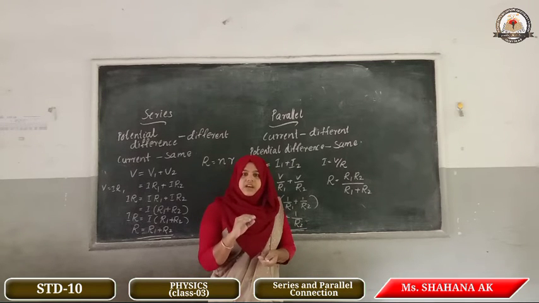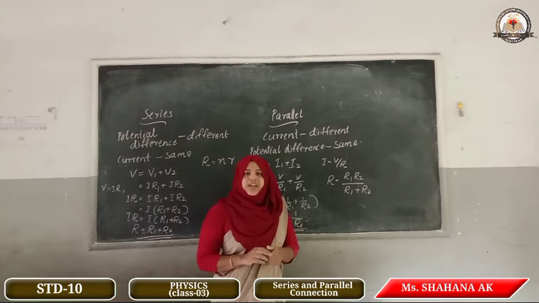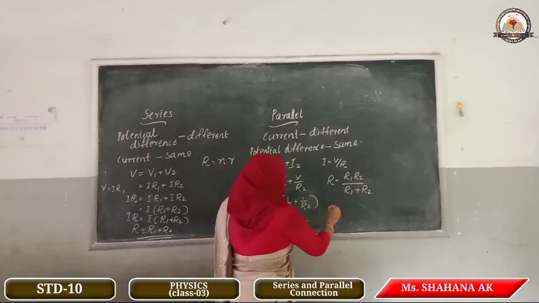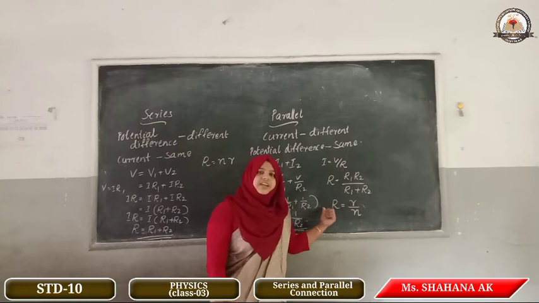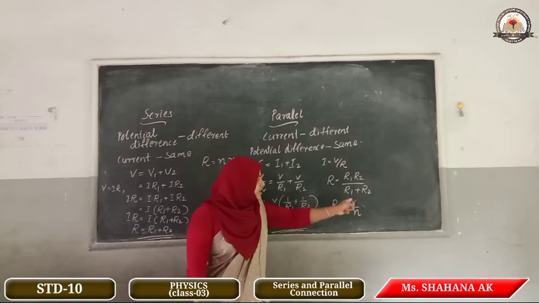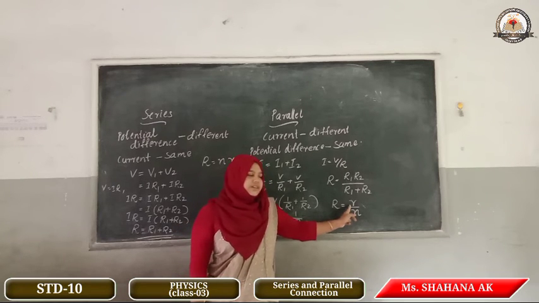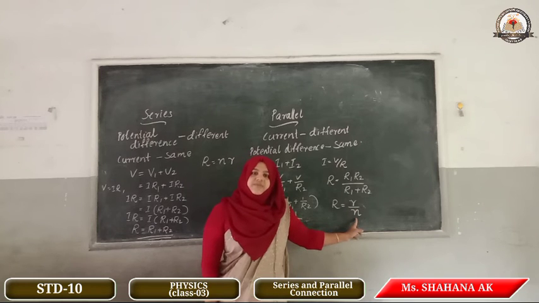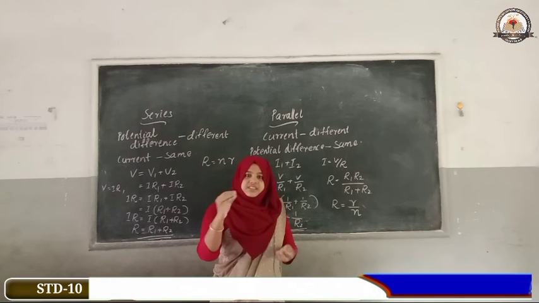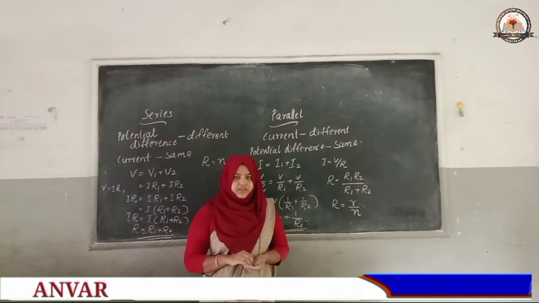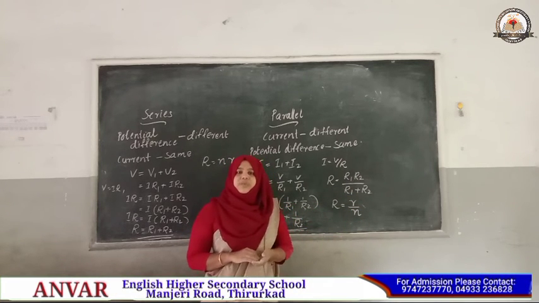Then if we are using resistors of same resistance in the circuit, we can use another equation to find the total resistance, that is R is equal to R by N. Here the left R is the total resistance across the circuit, and the right R shows the value of resistance of a resistor. N is the number of resistors that we are connecting in the circuit. This equation can be used when we are connecting resistors of same value of resistance in the circuit. So these are all about parallel combination of resistors.